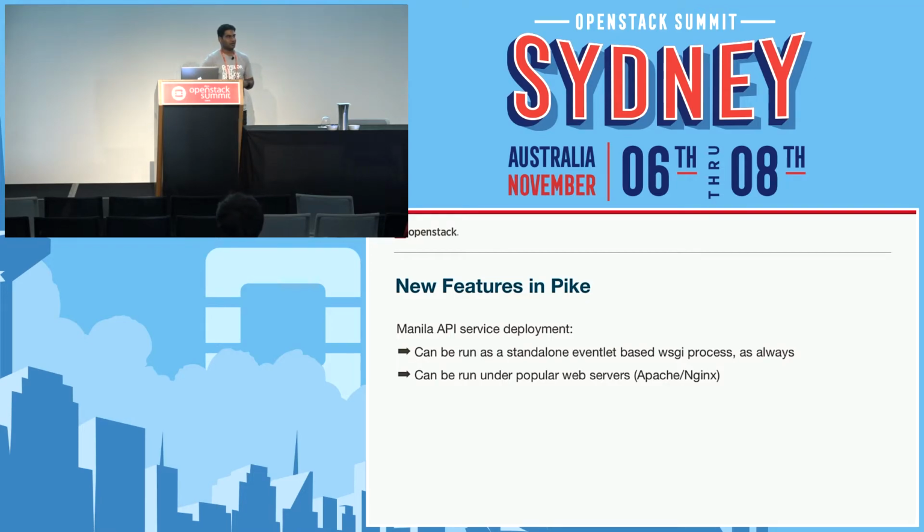The Manila API can now be run under popular web servers. This is something that was not there in the past. We have a custom eventlet-based WSGI app, and you don't need to use that any longer. You could run the Manila API with Apache or Nginx, or any of the popular web servers that you could have. This is a good thing for deployers, especially because it promises one place for management of all of the OpenStack control plane as far as the API goes, and it also provides flexibility and performance and all of that good stuff.